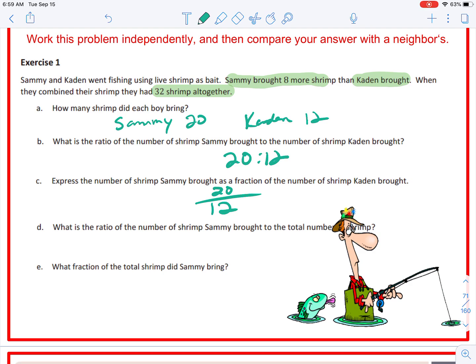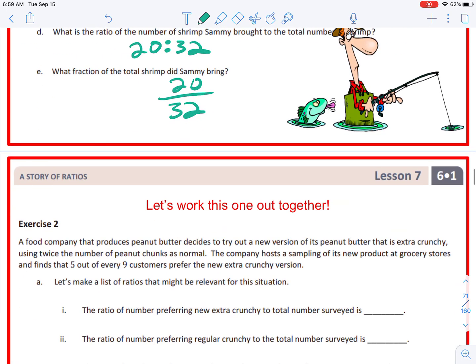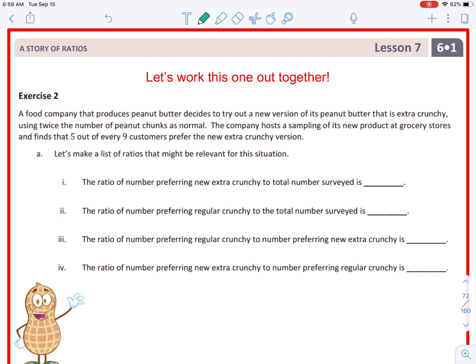What is the ratio of the number of shrimp Sammy brought to the total number of shrimp? The total number again is 32. Sammy brought 20, so our ratio is 20 to 32. And what fraction of the total shrimp did Sammy bring? 20 over 32.